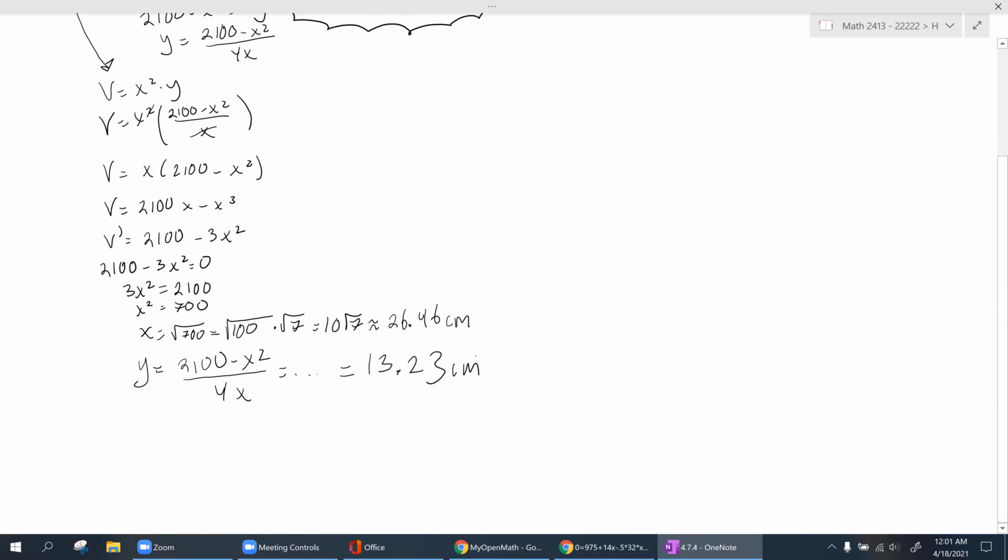Those are my dimensions, meaning if I plug everything back into the volume function, this should be 26.46 squared times 13.23. This should be approximately what?